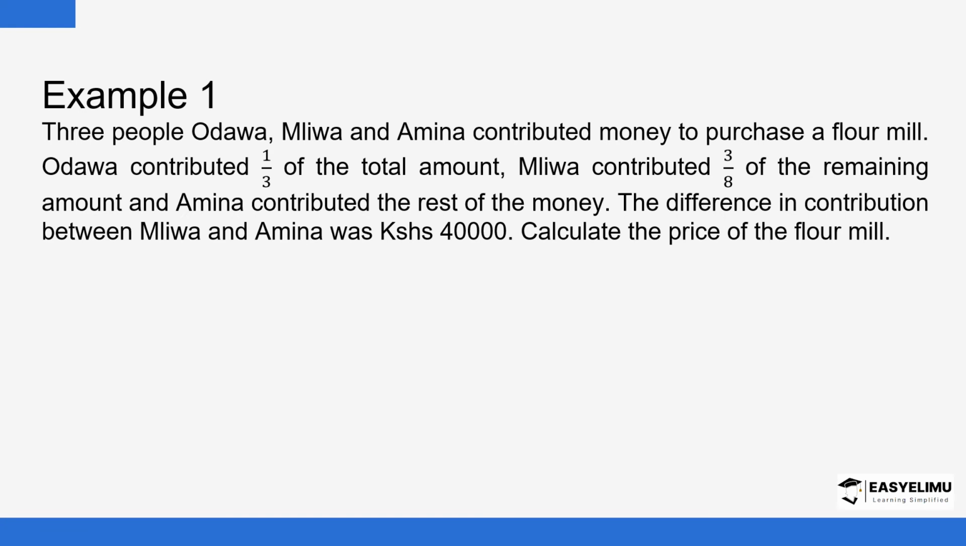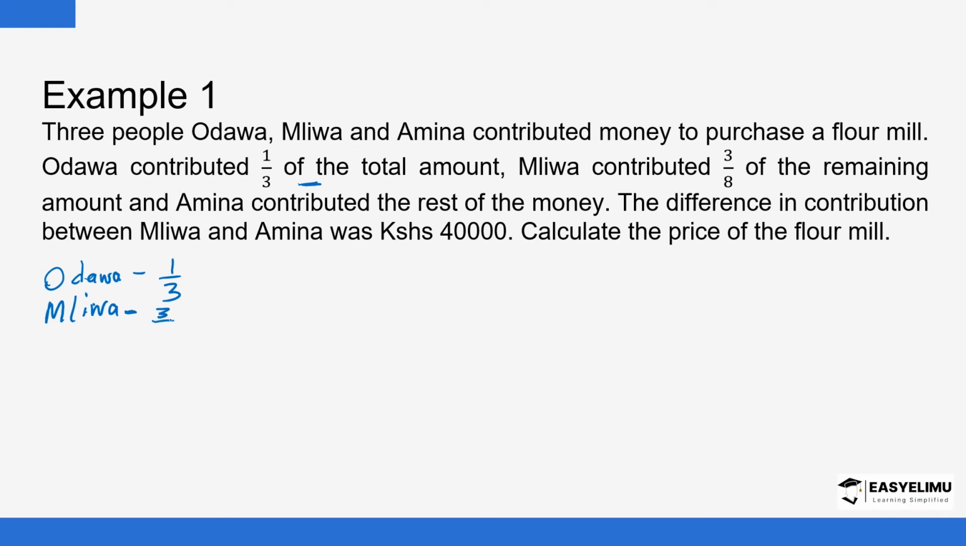So we start with the first person that is mentioned here, Odawa. Odawa is contributing a third of the total amount. Then the second person mentioned is Mlewa. So Mlewa is contributing 3/8 of the remaining amount. So we need to find out what is the remaining amount. So we need to find the fraction of the remaining.